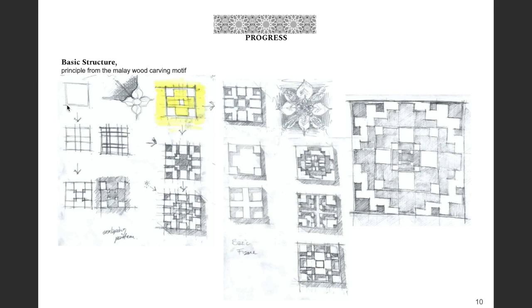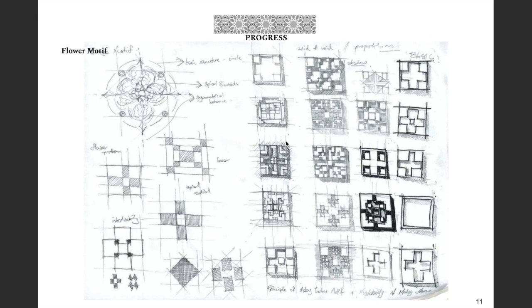The basic structure of a square was the principle of the carving motifs, and from there I started overlapping the pattern and came up with this pattern. It also mimics the pattern of a blooming flower. This is also some of the progress.